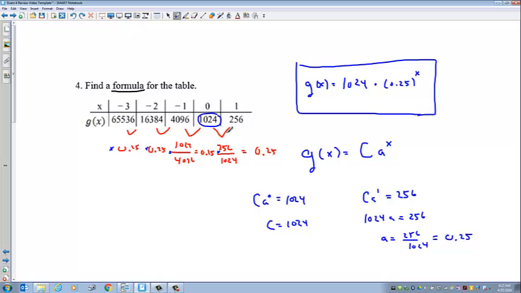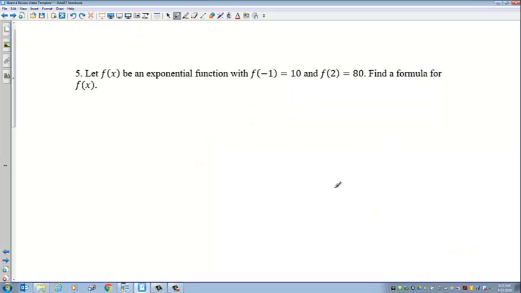So this is an example of exponential decay. And this is just another way to do the problem. And we're going to do this again on this type. So they give us a little bit different information. They give it to us in functional notation. So we're going to find f of x, or let f of x be an exponential function with f of -1 equal to 10 and f of 2 equal to 80. Find a formula for f of x.